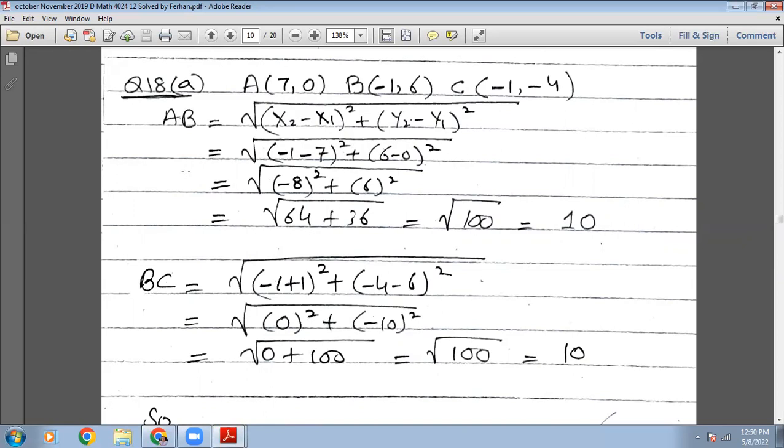So AB: -1 minus 7 whole square plus 6 minus 0 whole square. It will be -8 square plus 6 square, and it will be 64 plus 36, which is 100, and when you take the square root of it, it will become 10. So the length AB is 10.